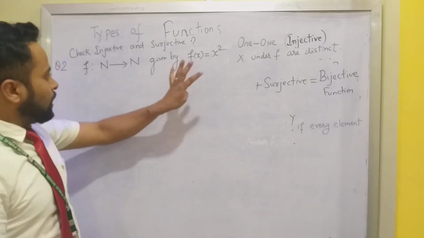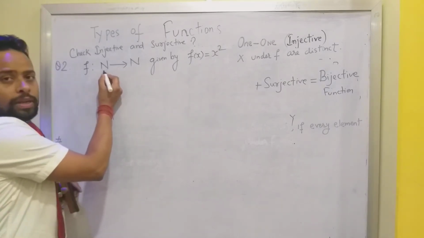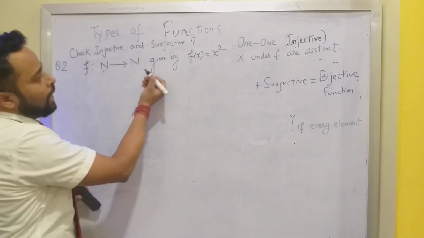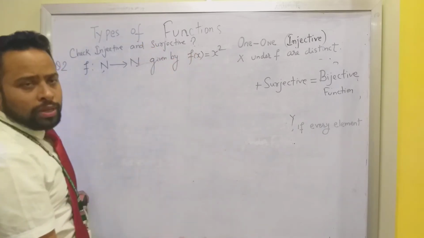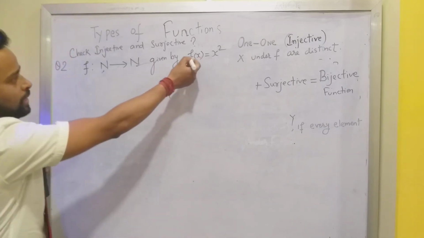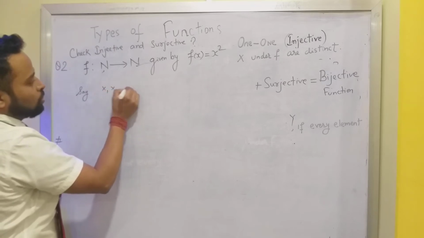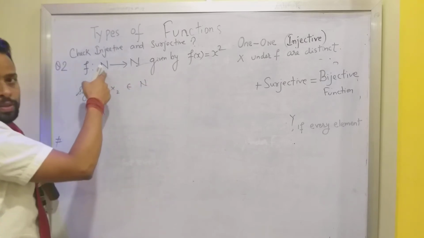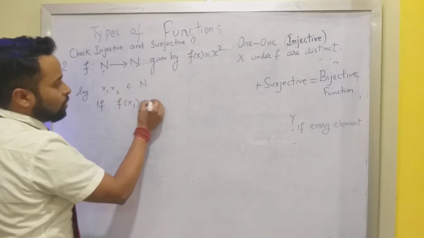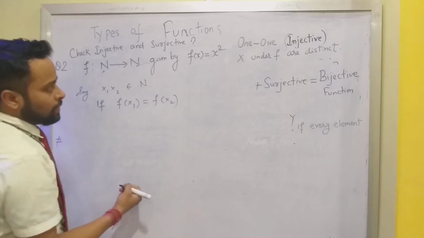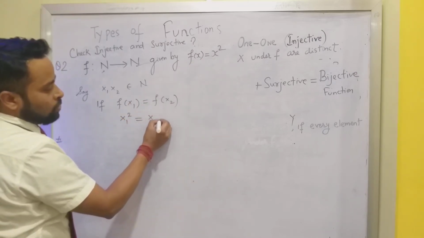So what will happen is, I have to borrow x1, x2 from the natural numbers, that is the domain set. If f of x1 equals f of x2, then x1 equals x2, and it is injective. I want to start with this. Say x1, x2 belong to the natural numbers, the domain set. If f of x1 equals f of x2, we write like this: f of x1 means x1 square equals x2 square.